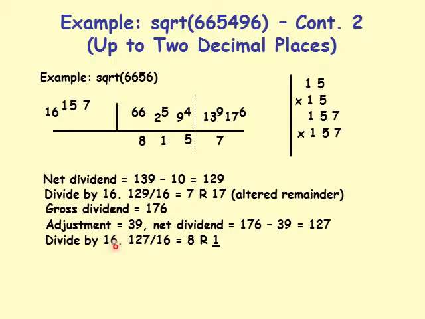Now we're going to divide again. 127 divided by 16 is 8, remainder negative 1. I just use a negative number now. So 8 goes in here, 8 goes in here, and I'm going to forget about doing any more because we are doing it up to 2 decimal places. This is the second decimal place, and I'm perfectly happy with using a negative remainder here. So we got the square root of 665496, up to 2 decimal places, as 815.78.